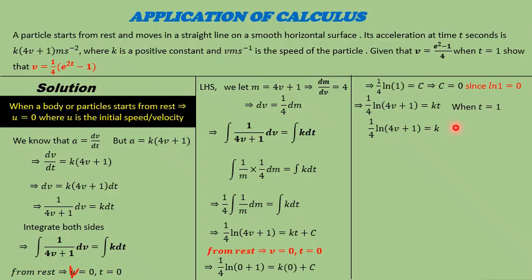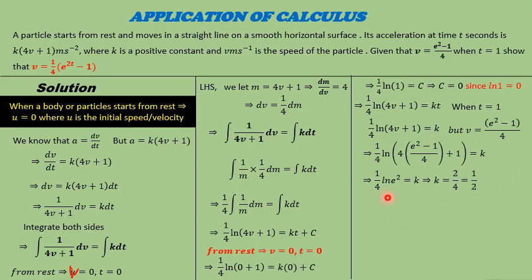So now if I substitute v, I will have 1/4 ln 4v plus 1. This is our v here, which is this. So 4v plus 1. Now what do you notice? This 4 here we cancel with this other 4 here, so I'll be left now with ln e power 2 minus 1 then plus 1. So -1 plus 1 is actually 0. That is why I'll be left with 1/4 ln e power 2, which will be equal to k. So that is what we are going to have.